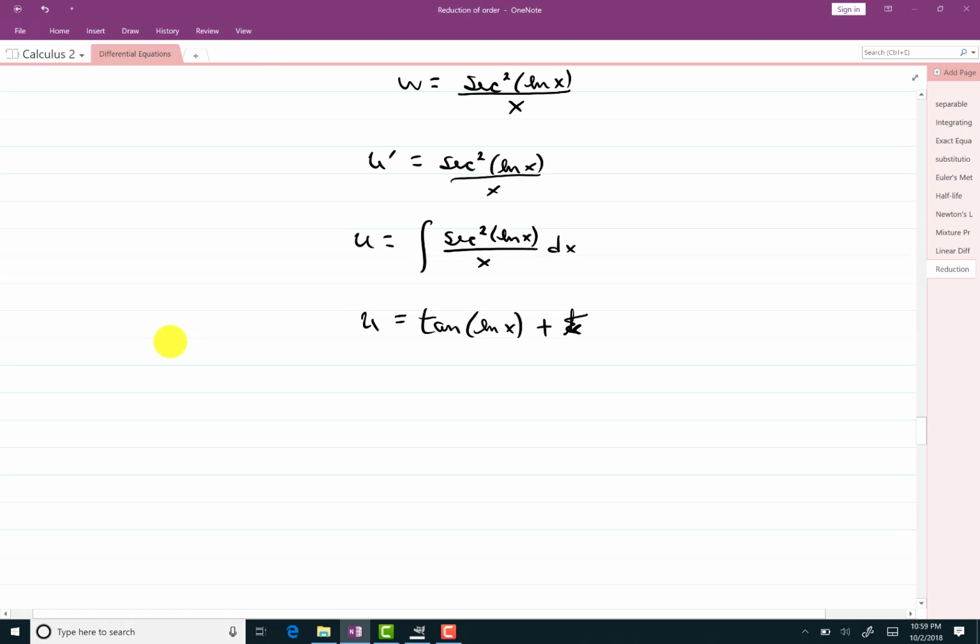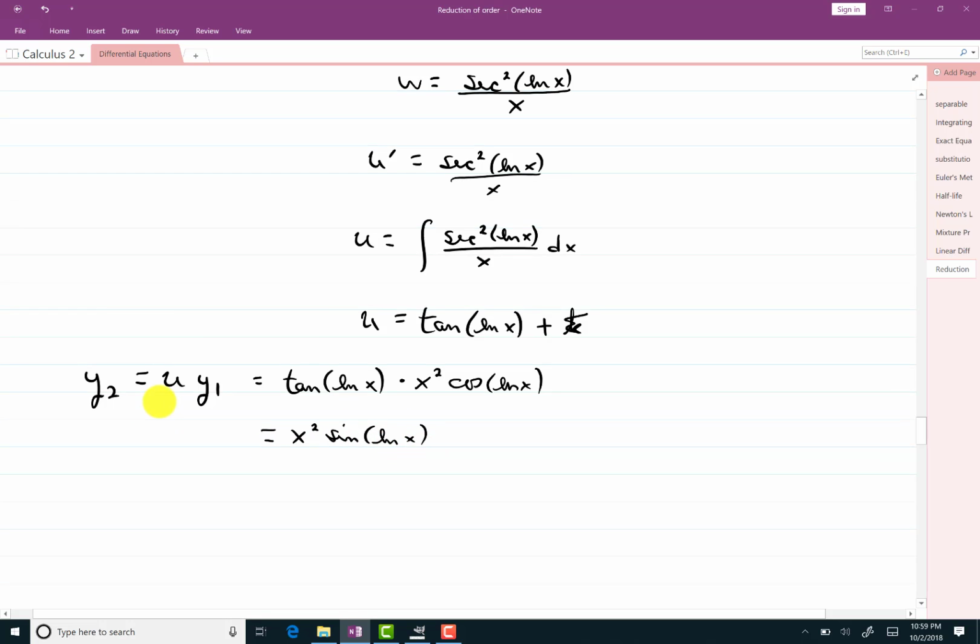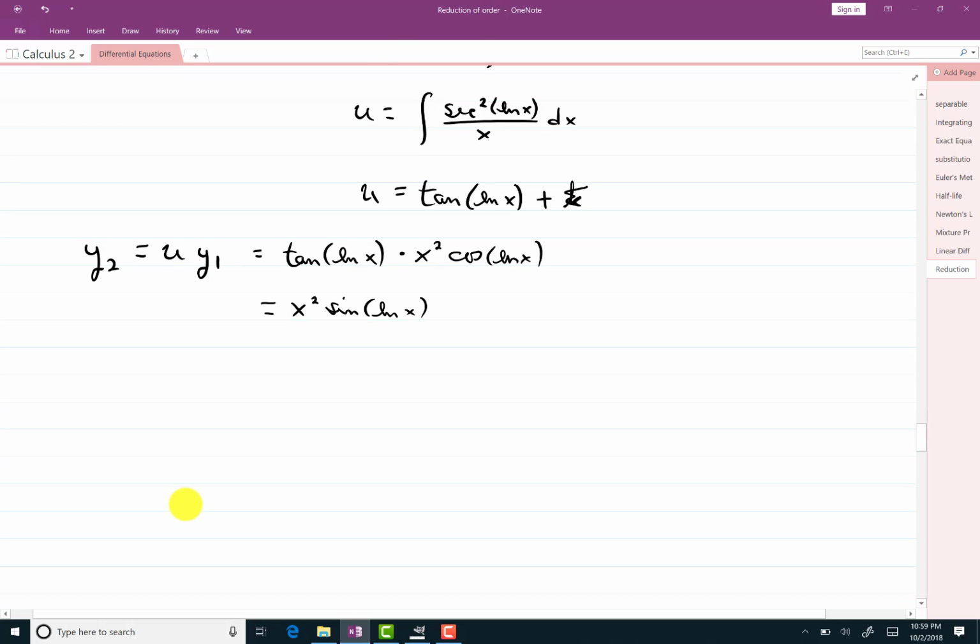Now we're ready for my y2. My y2 equals u y1. Well, here's my u. So we're going to have tangent of ln of x times x squared cosine of ln of x. And you probably could have seen this coming because the cosine here is going to cancel with the cosine in the denominator of that, and we'll end up with x squared sine of ln of x. And as you might have imagined, this gives the general solution.